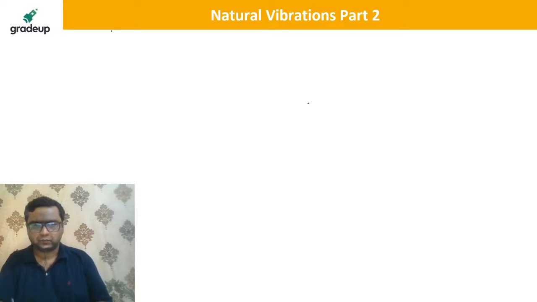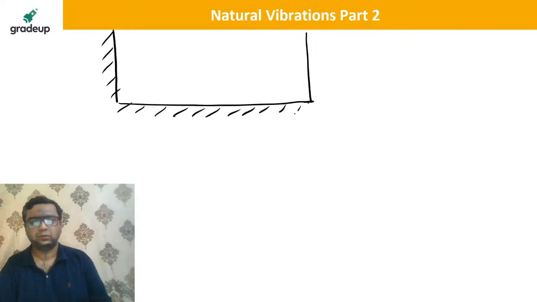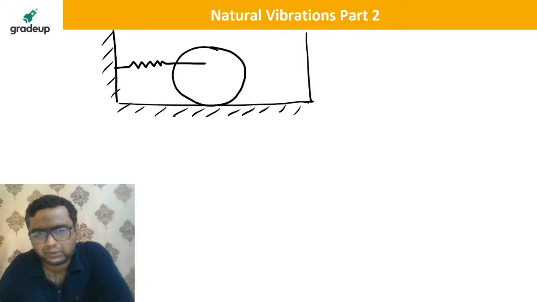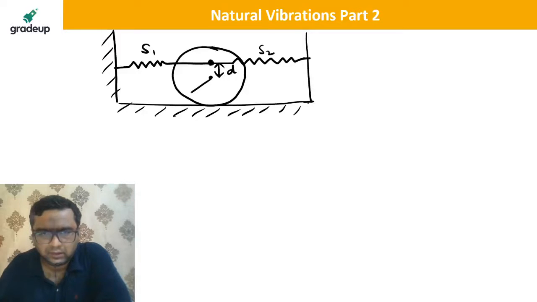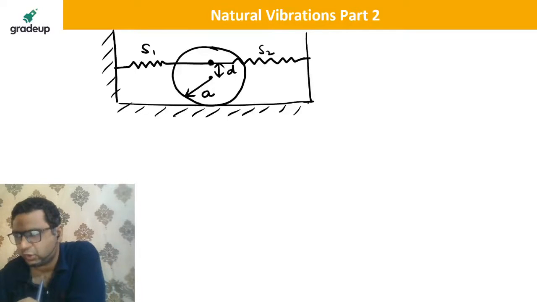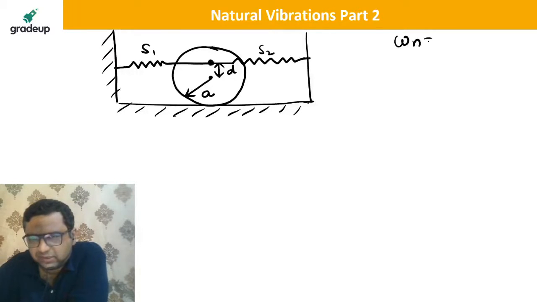So dear, the question is now, this is a disc, and this disc is attached with a spring at this point, stiffness S1, and another spring of stiffness S2. This is the center. This distance is D, and the radius of this is A. Shiva Kumar, did you get what I taught in the previous case? So now I am asking the natural frequency of this system.